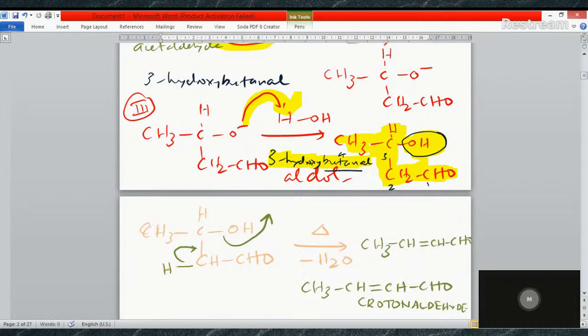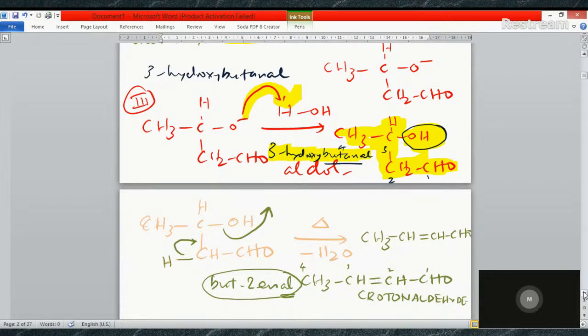The IUPAC name of this crotonaldehyde: to find it, count the number of carbons in the longest linear chain, which is 4. So the root word must be but, where the second position is having the double bond. So 2-butenal, but-2-en-al, is the IUPAC name of the crotonaldehyde. So in this way, aldol condensation can be explained.